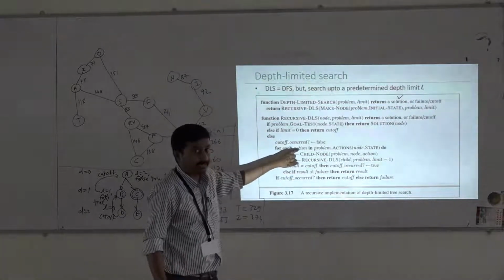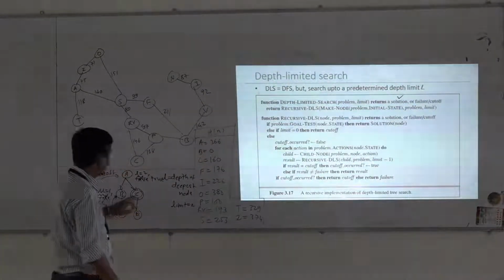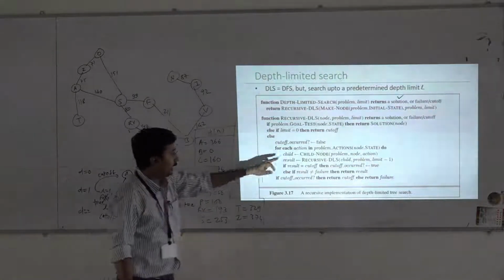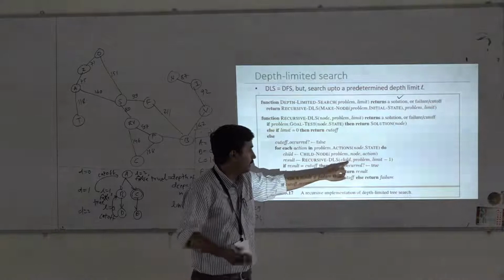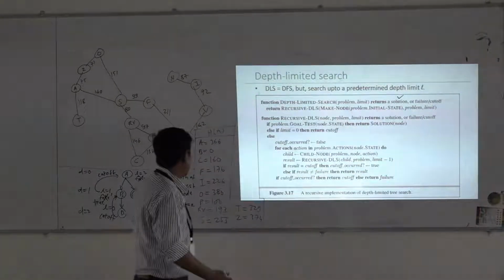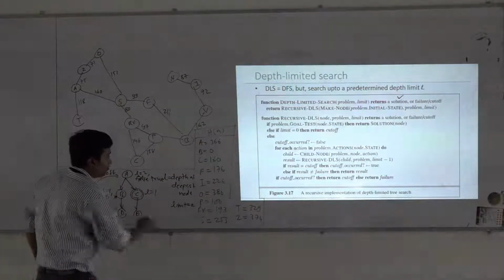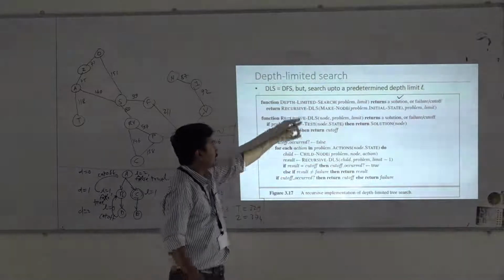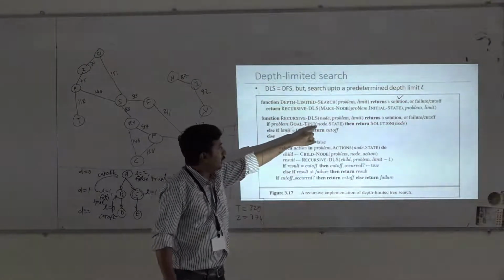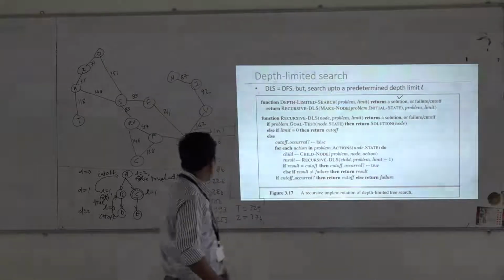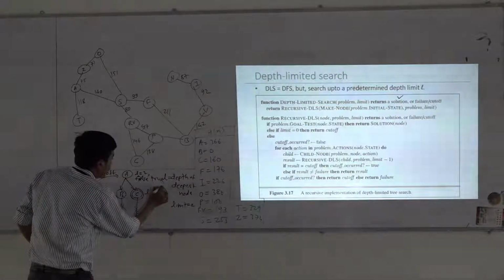Then we will apply the next action, and the next child is generated, that is C. So the child is C, and now we are making a recursive call on node C with limit minus 1. So that is L equals 1 now. Again we will jump here. Now, is it a goal? Yes, it is a goal, so return solution. So we will return the solution now.